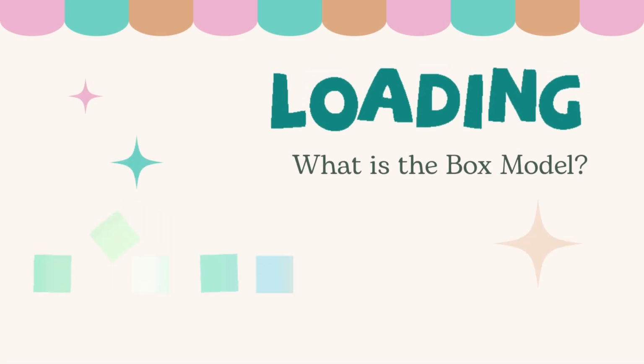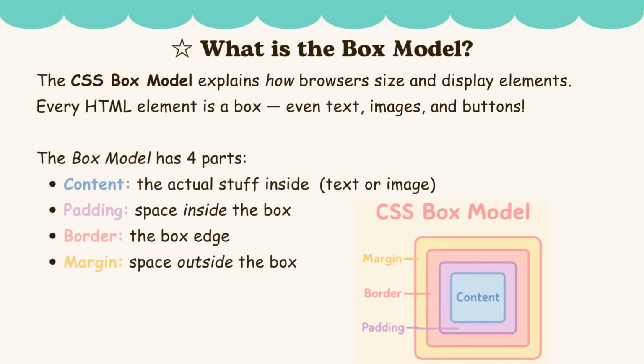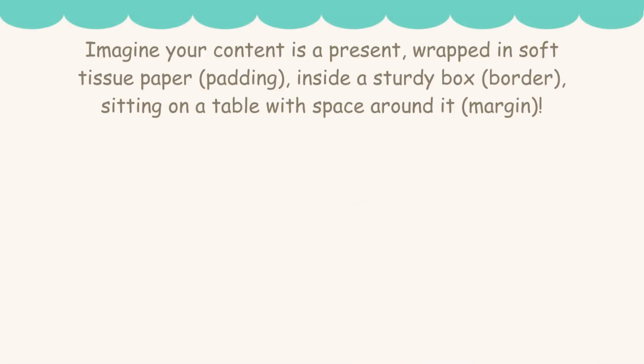Alright, up next, what is the box model? The CSS Box Model explains how browsers size and display elements. Every HTML element is a box, even text, images, and buttons. It has 4 parts. Content, the actual stuff inside, like text or an image. Padding, space inside the box. Border, the box's edge. And margin, space outside the box.